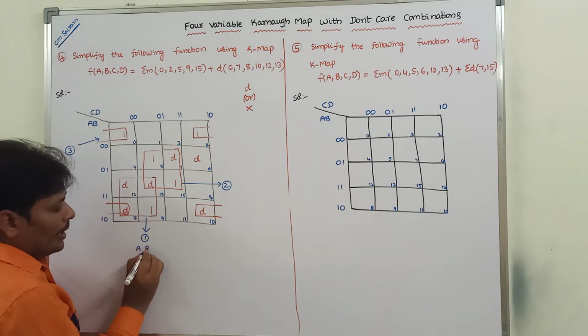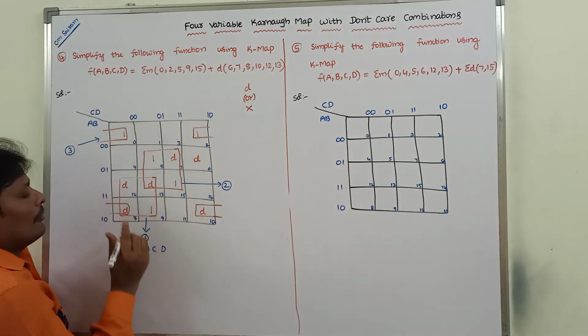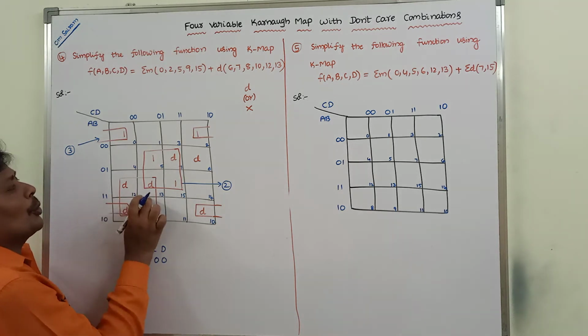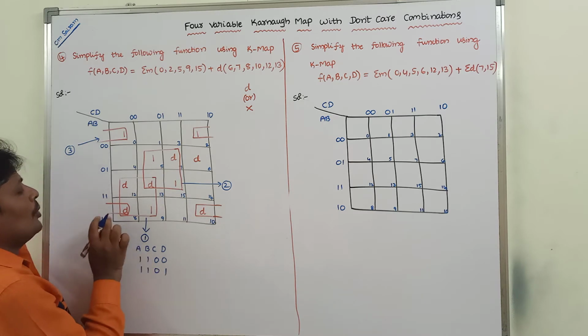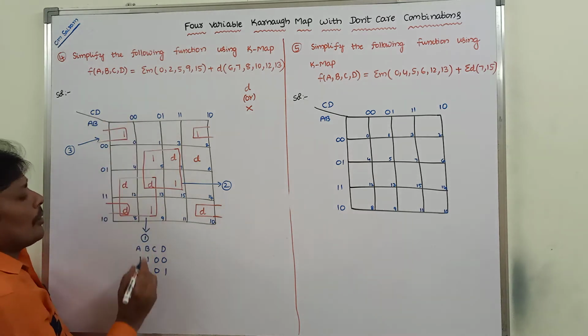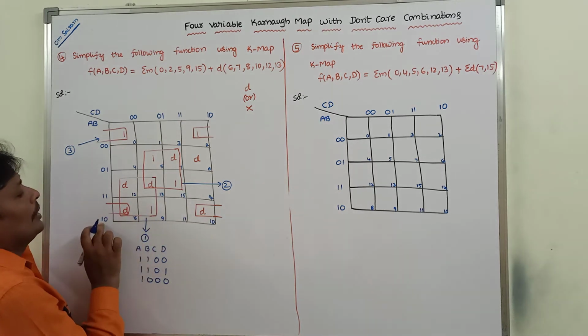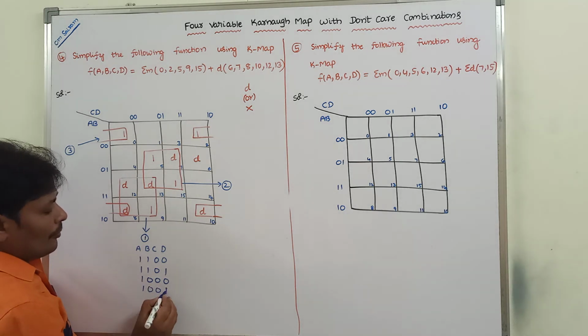First I am writing A B C D. So row wise 1 1, column wise 0 0, 1 1 0 0. This don't care, row wise 1 1, column wise 0 1, 1 1 1 0 1. This don't care, row wise 1 0, column wise 0 0, 1 0 0 0. This 1, row wise 1 0, column wise 0 1, 1 0 0 1.